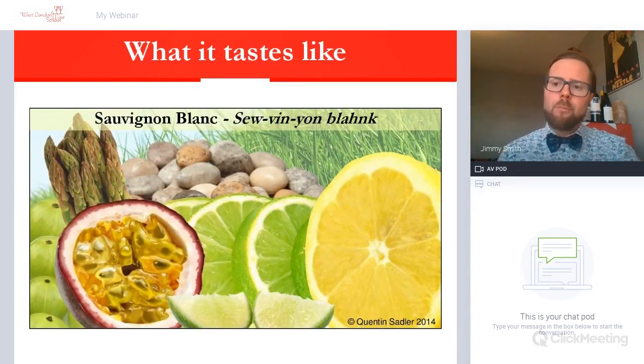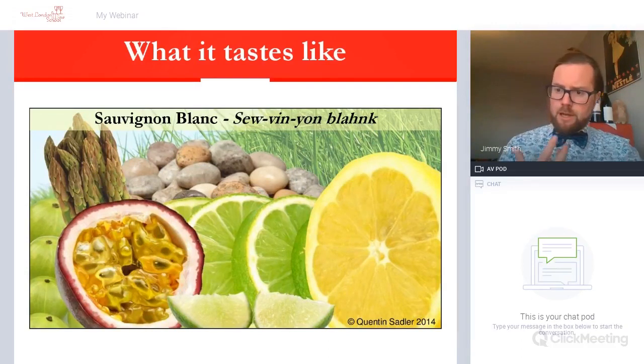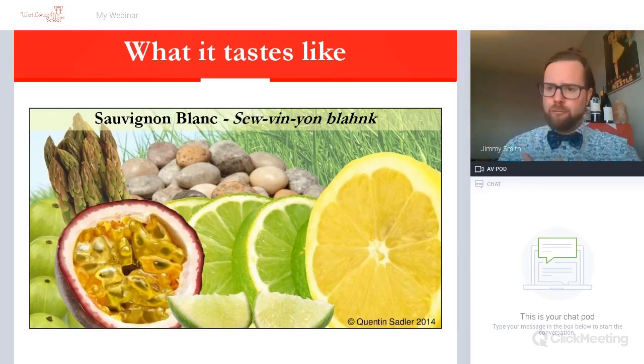So what does Sauvignon Blanc actually smell and taste like? Sauvignon Blanc is usually a dry wine with very high acid that makes your mouth water. Along with this acidity comes the fruits, which often are lemon, lime, gooseberry, and then sometimes in slightly warmer places and certain types of winemaking, passion fruit or grapefruit.